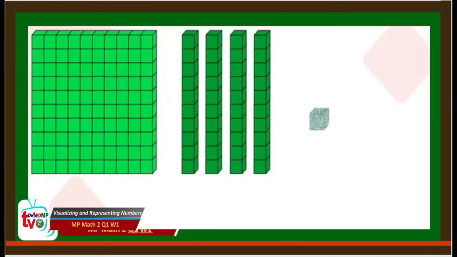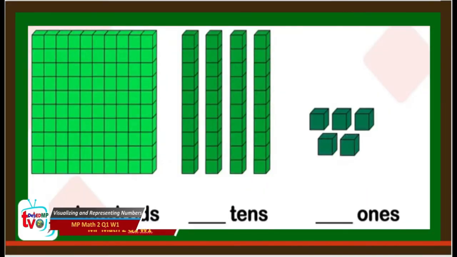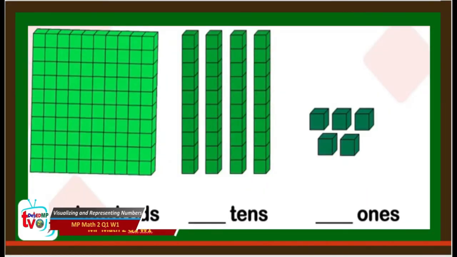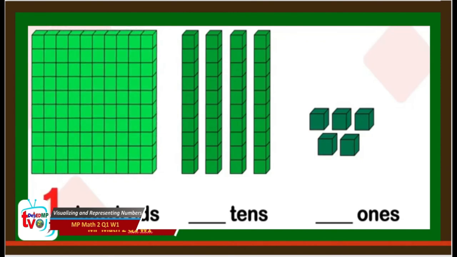Now let's go for another representation of numbers using blocks. So, how many groups of hundreds do the blocks represent? There are 100. How about how many tens does the long represent? There are 4 tens and 5 ones.